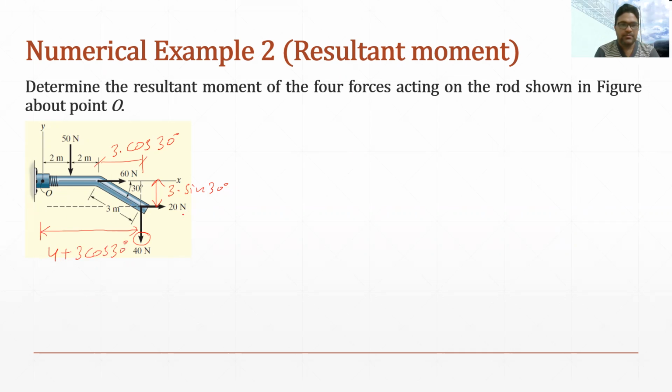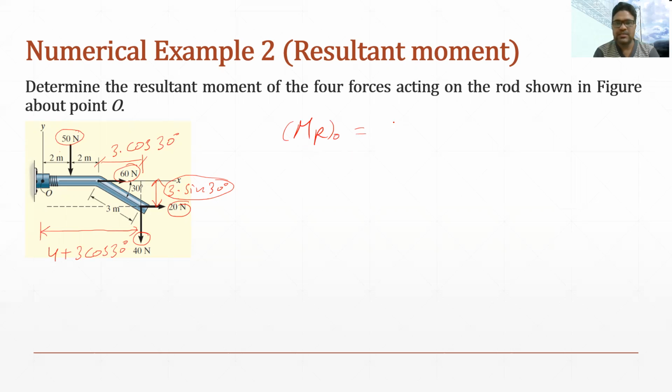Okay, and the distance between the 20 Newton line of action and point O is 3 sine 30. Okay, and the distance between the line of action of the 50 Newton force and point O is 2 meter. Similarly, there is zero distance between the 60 Newton force and point O, so there will be zero moment because of that.